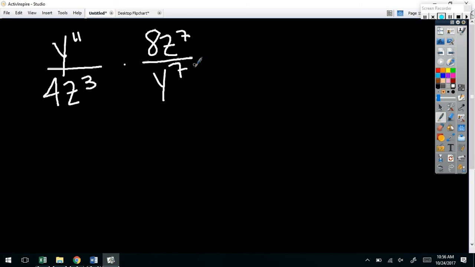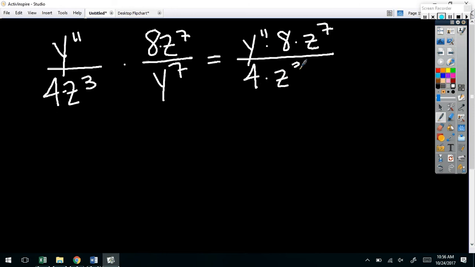Now tell me this. When you multiply fractions, if I have 2/3 times 1/2, what do you do? You get the same denominator? That's when you're adding or subtracting. Multiplying is even easier. Multiply straight across. Multiplying fractions is easy. So when you come to something like this, the very first thing I do is go, well, look, I'm just multiplying everywhere, so I'm going to make this y to the 11 times 8 times z to the 7 over 4 z to the third y to the 7.